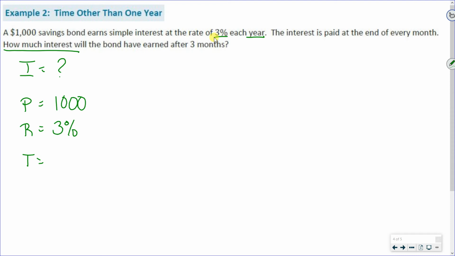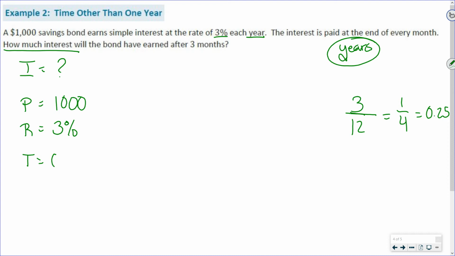If I'm working with years, it needs to be years. So how do I convert months to years? Well, that's easy. How many months do we have in a year? We have 12. How many months are we working with? 3. There you go. So 3 months is 3/12 of a year, or if you simplified it, it's 1/4. Now 1/4 as a decimal, because decimals are so much easier to work with, is 0.25. So our time is 0.25 years.